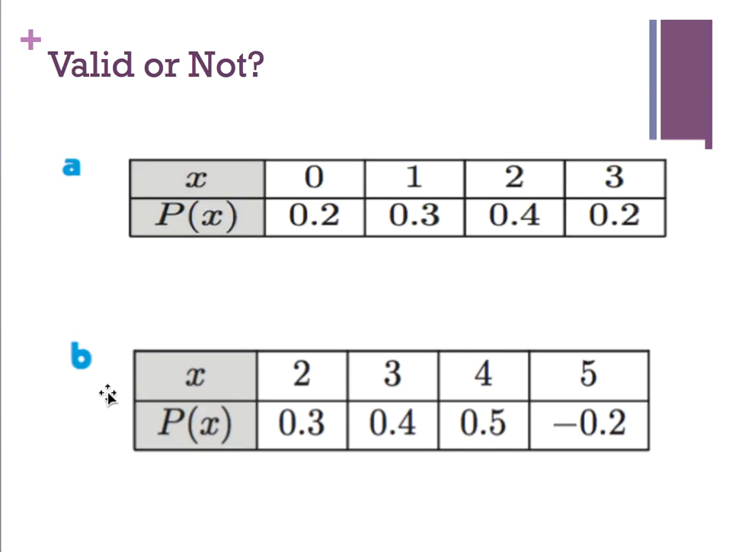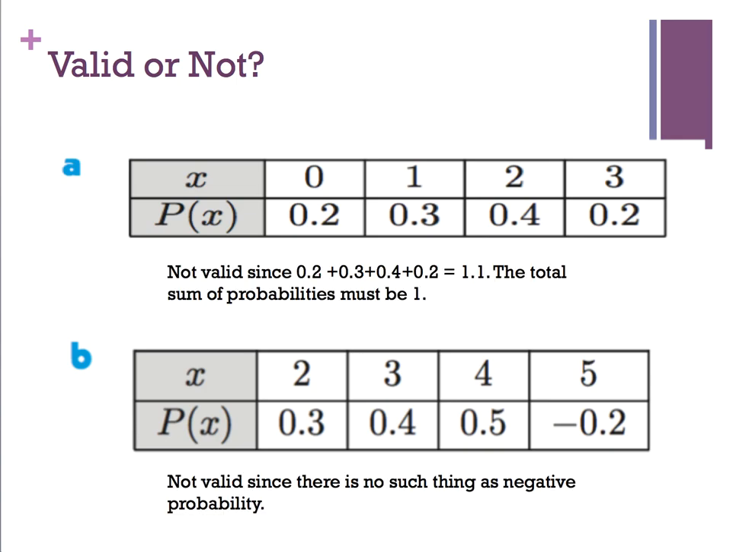Now let's take a look at this example. Is letter A valid or not? What about B? Is it valid or not? Let's take a look at this probability distribution. We can do that by getting the sum of the probabilities. So what do you think? Letter A is not valid because 0.2 plus 0.3 plus 0.4 plus 0.2 is exceeding 1, exceeding 100%. So the total sum of the probabilities is not equal to 1.